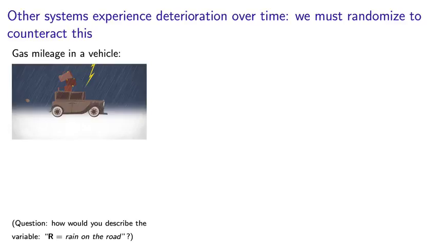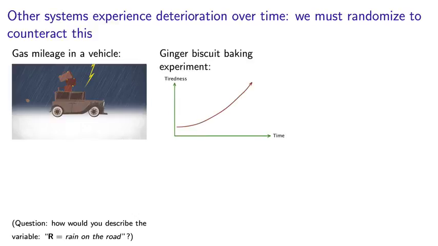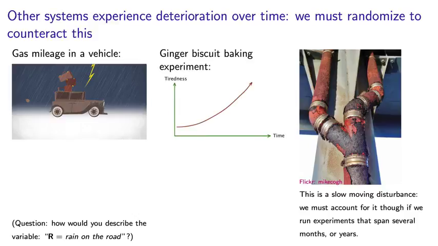For example, if you run tests for gas mileage, your car is naturally deteriorating over time at a very slow rate. In the baking experiments, I was getting tired. People in the chemical industry know that our equipment slowly deteriorates over time, and we shut it down periodically to clean it out and restart it. You can thank the second law of thermodynamics for that unhelpful feature.